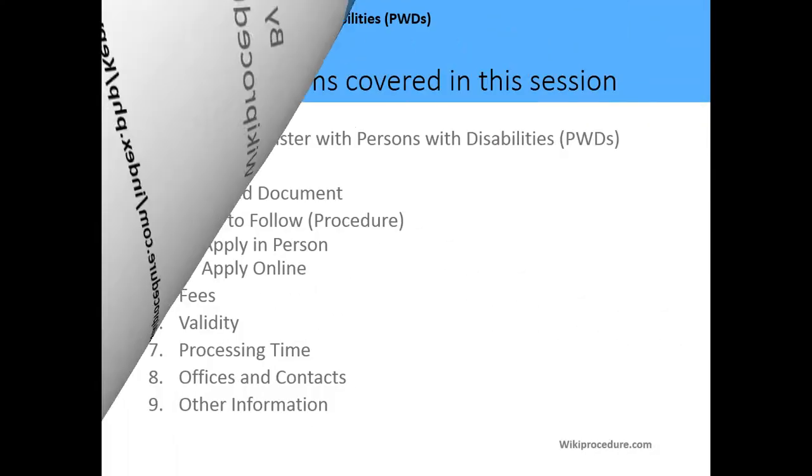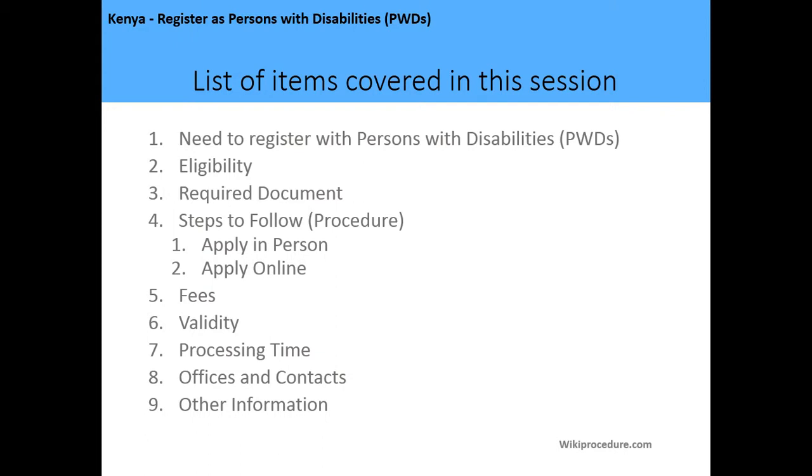And the list of items we are going to cover in this session include the need to register as a person with disabilities, the eligibility, the required documents, the steps to follow, the applicable fees, the validity period, the processing time, office location and contact information, and any other relevant information.